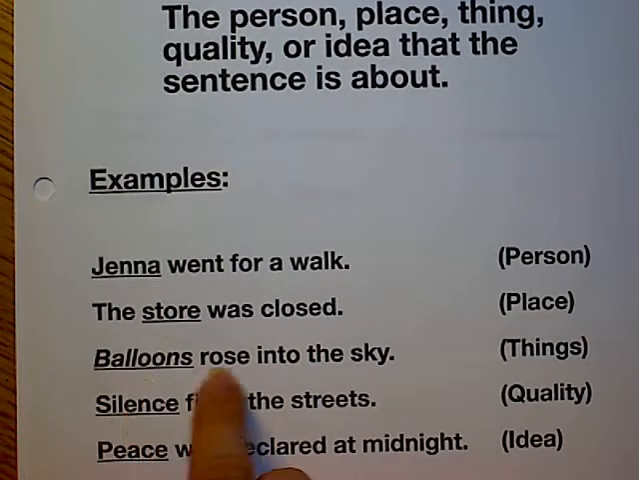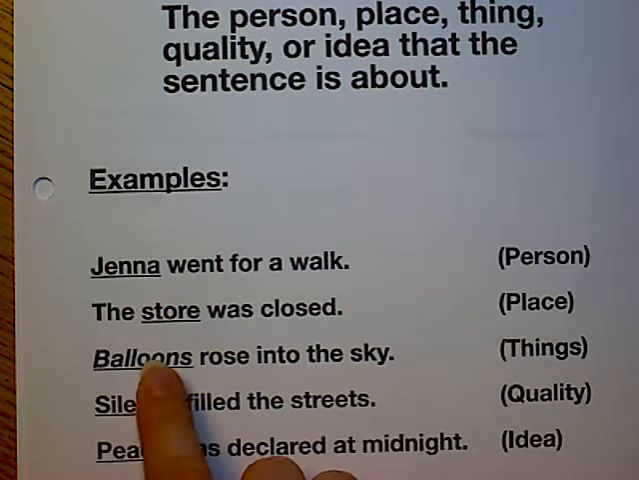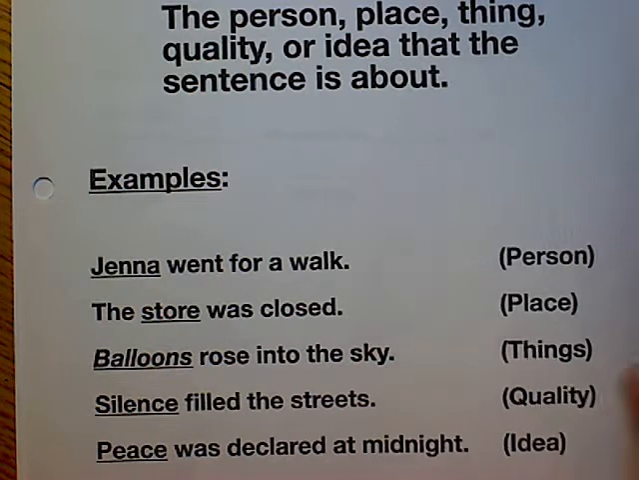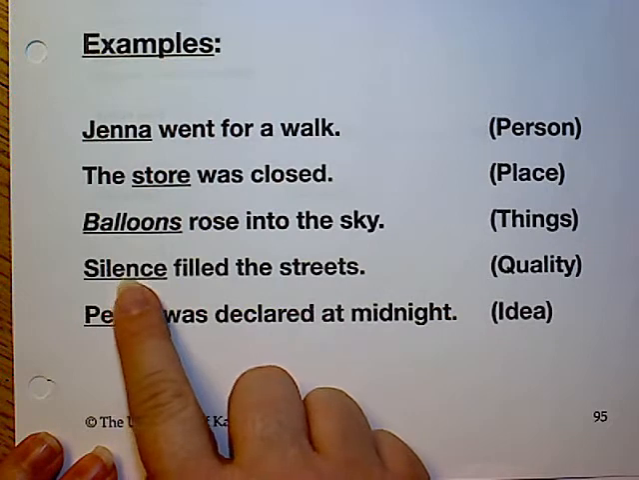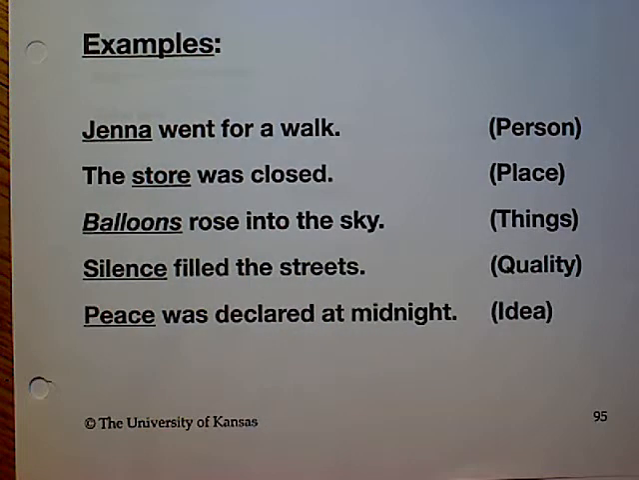You also have balloons rose to the sky. That's a thing. Balloons, books, backpack, those are just items, and the items are things. You also have the quality. When it says silence filled the streets, it's the quality of something. It could be silence filled the streets, or anger roared out of her. It's that quality. It gives almost like an embodiment to a word that we normally use to describe.